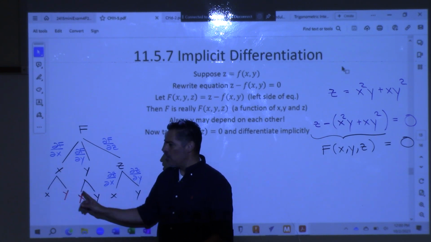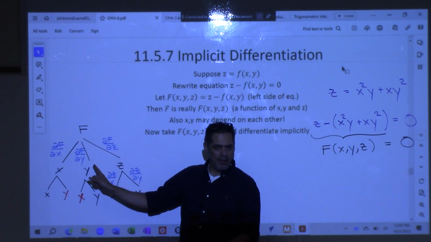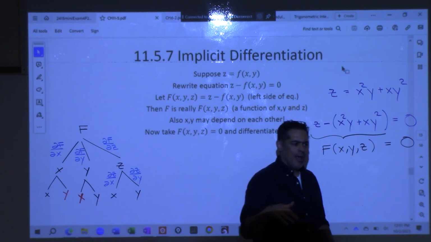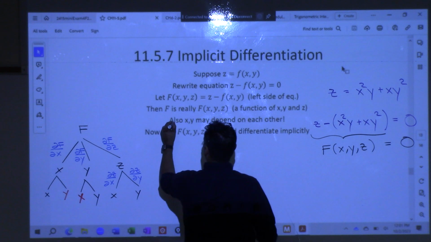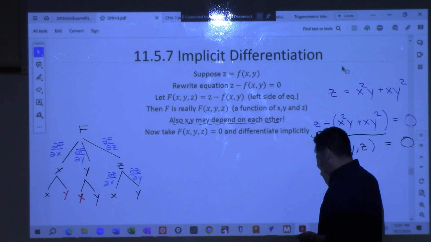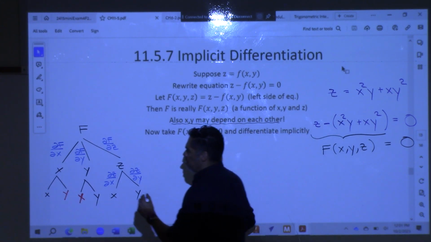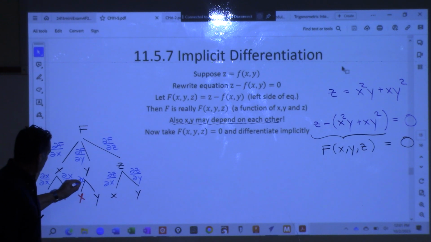Yes? Similarly, if you're down this branch, you're holding x and z constant, then if you give me x, I should be able to give you y. So even though it's weird to write it that way, that is not wrong to write it that way. And that allows me to finish this tree out. That's where this is saying x and y may depend on each other, right? So let me fill this out. This is going to be what? Partial x with respect to x, partial x with respect to y, partial y with respect to x, partial y with respect to y.